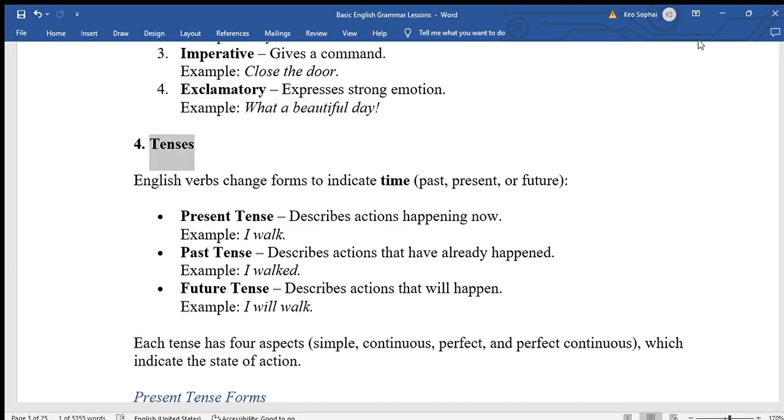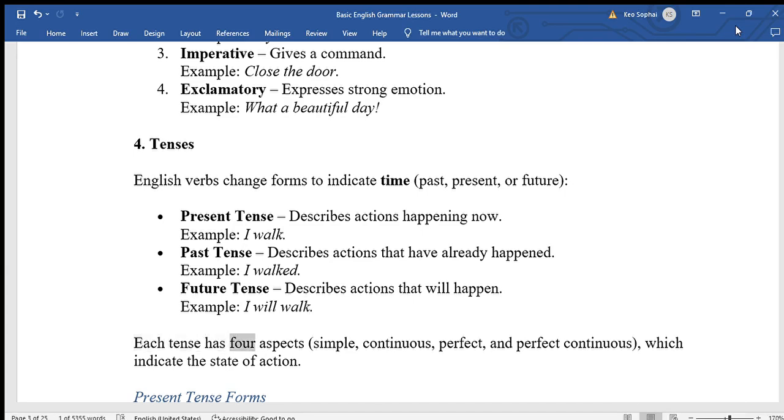4. Tenses. English verbs change forms to indicate time, past, present, or future. Present tense, describes actions happening now. Example, I walk. Past tense, describes actions that have already happened. Example, I walked. Future tense, describes actions that will happen. Example, I will walk.